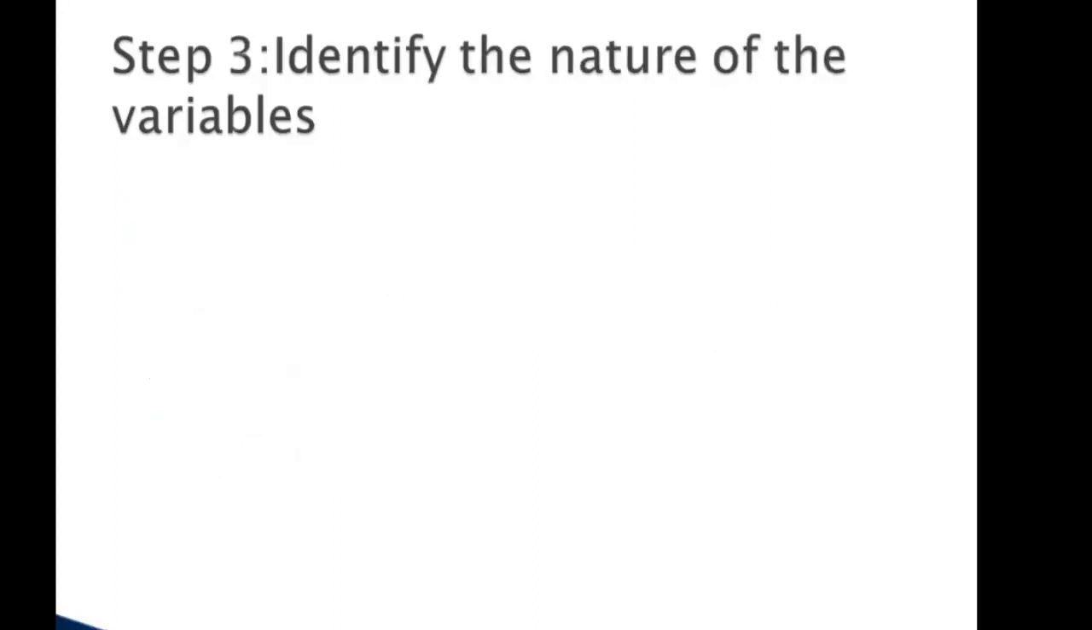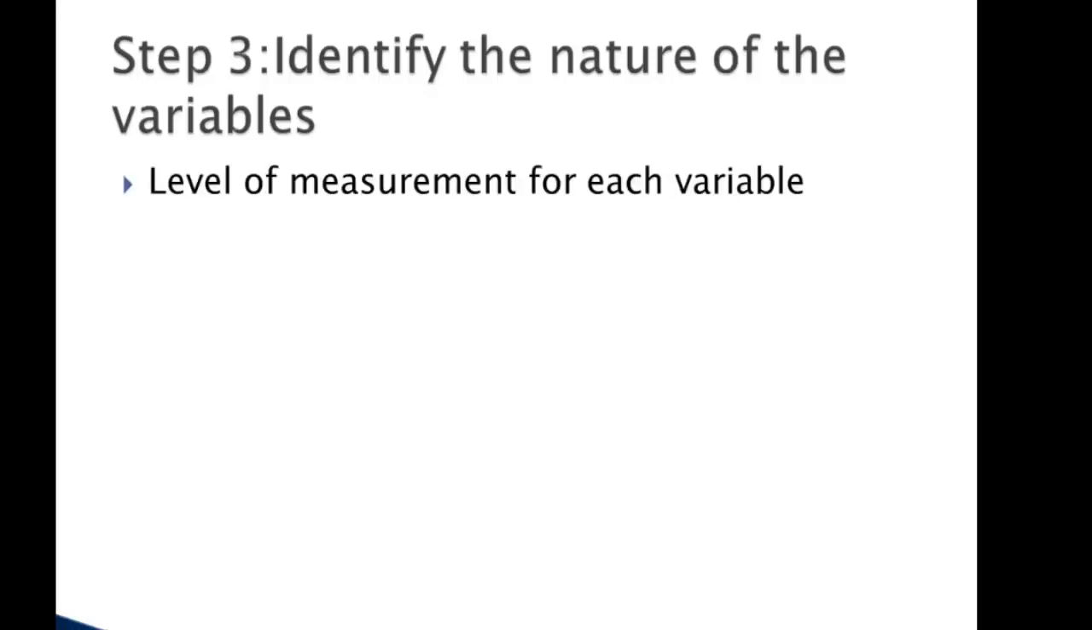Now the next step is to identify the nature of those variables. So we've identified how many we're going to have, we've given them a definition, and we have an understanding of the typical or acceptable range for each of those variables. So we next need to determine the level of measurement for each variable. We often refer to this as measurement scales. We need to determine whether each of your variables, as we mentioned before, is an independent or dependent variable.